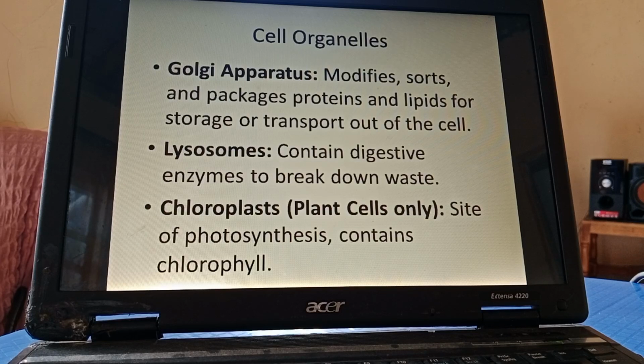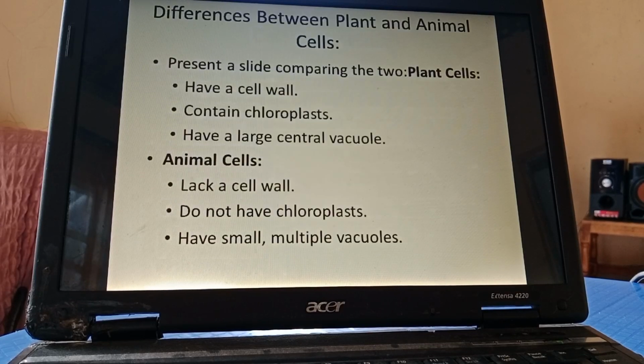And then you have chloroplast for plant cells only, which is the site of protein synthesis and contains, chloroplast is the site of photosynthesis, not protein synthesis. Guys, I'm sorry. And it contains chlorophyll. Chloroplasts are found in plant cells only. They are the site of photosynthesis and contain chlorophyll.